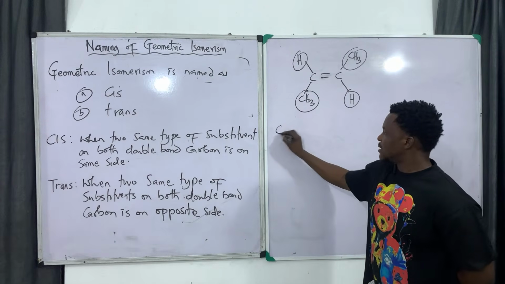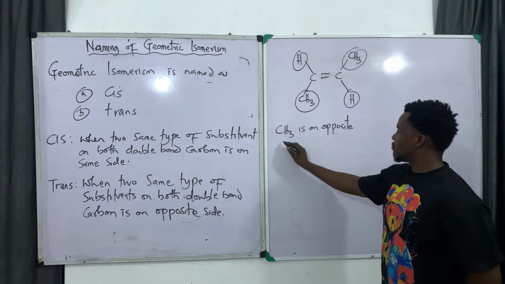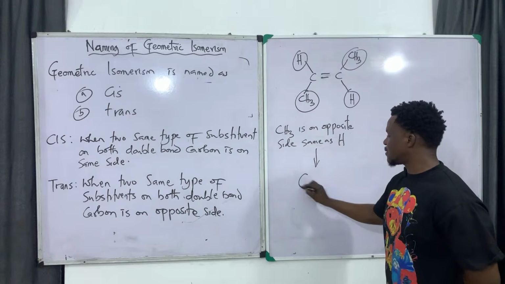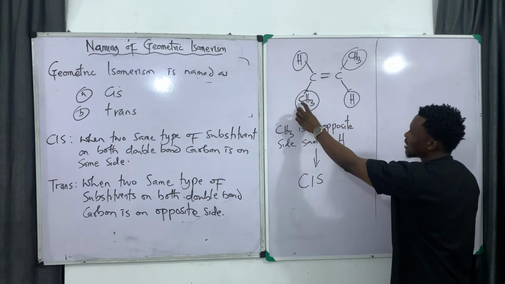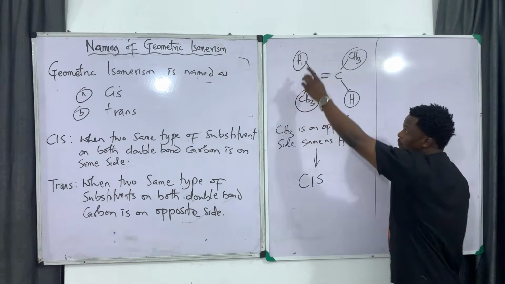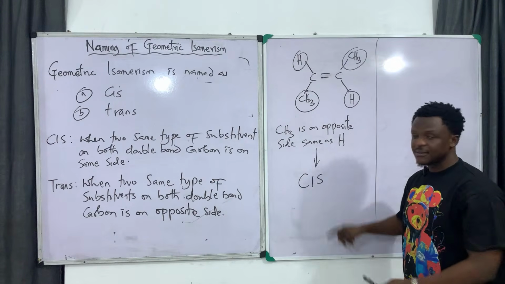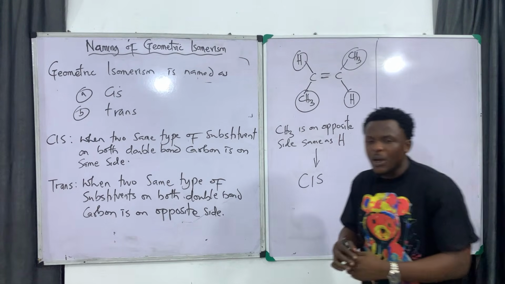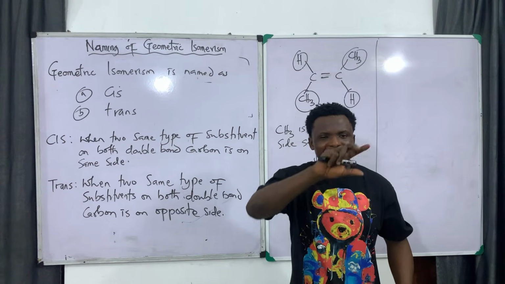If you look at CH3, it is on the opposite side, same as H. So on both carbons of the double bond, CH3 is down on this one, CH3 is up, so they are on opposite sides. H is up, H is down, they are on opposite sides. So how do we name it? Whatever the name of this compound is.